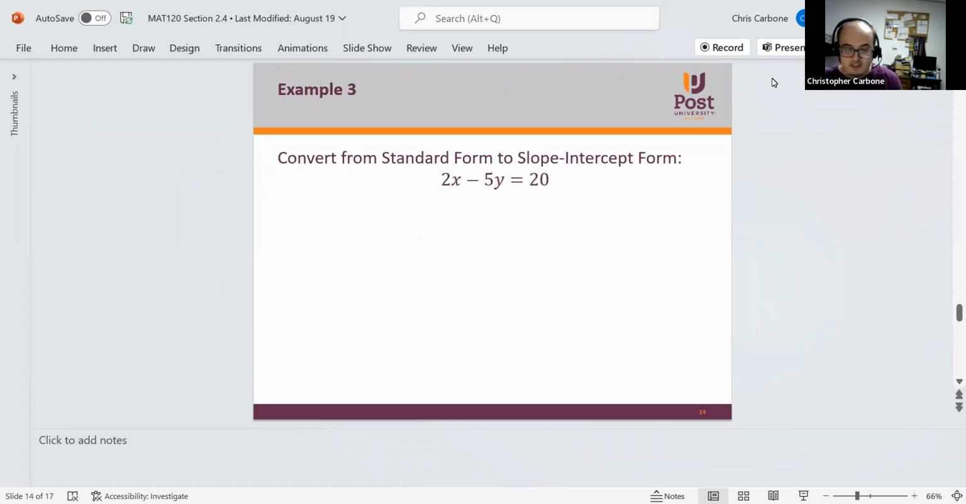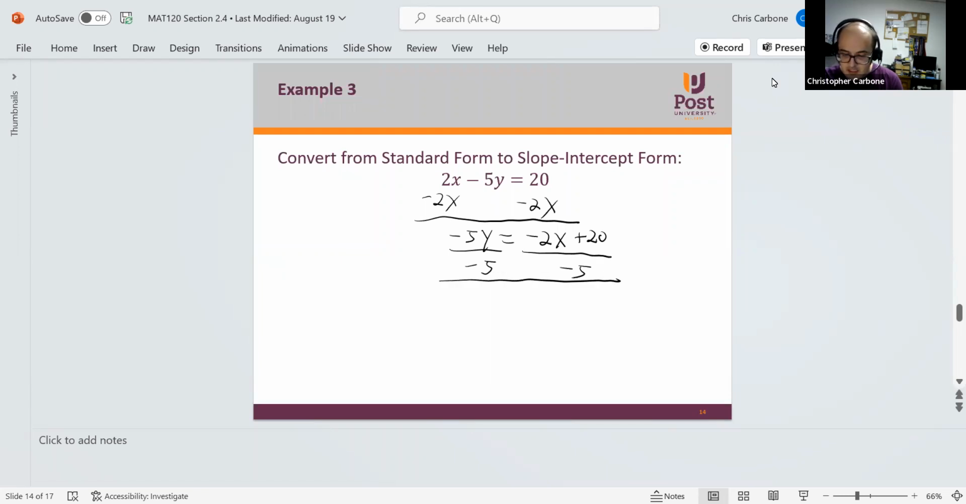Converting from standard form to slope-intercept form, I also have here 2x minus 5y is equal to 20. We are going to subtract 2x from both sides. This would leave us with negative 5y is equal to negative 2x plus 20, and then divide by negative 5 from both sides. And we would be left with y is equal to 2/5 times x minus 4.